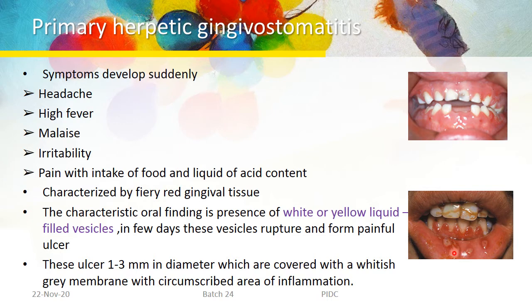The oral findings are white or yellow liquid-filled vesicles, which in a few days may rupture to form painful ulcers. So here is a condition with a painful ulcer. These ulcers may be 1 to 3 mm in diameter, covered with a whitish or grey membrane, with a circumscribed area of inflammation.